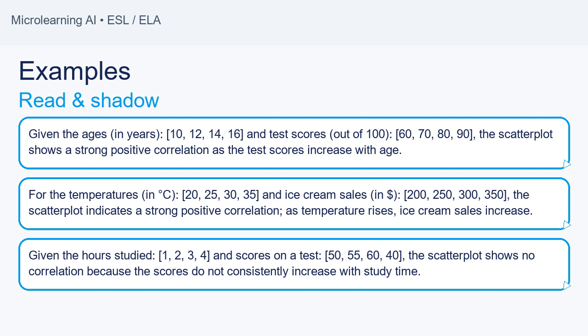Given the hours studied 1, 2, 3, 4, and scores on a test 50, 55, 60, 40, the scatterplot shows no correlation because the scores do not consistently increase with study time.